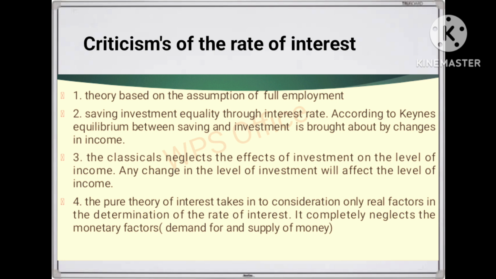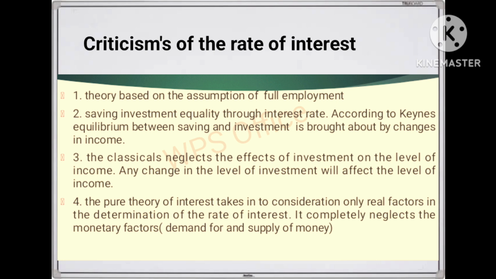Let's check the criticisms of the rate of interest theory by the classicals. The first, the theory is based on the assumption of full employment. The second, the savings-investment equality through the interest rate; according to Keynes, equilibrium between savings and investment is brought about by changes in income. The third one, the classicals neglect the effect of investment on the level of income. Any changes in the level of investment will affect the level of income.